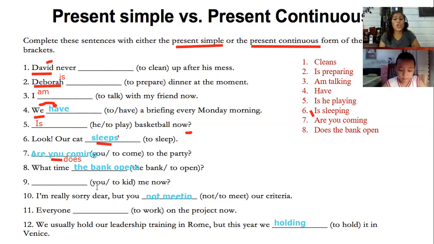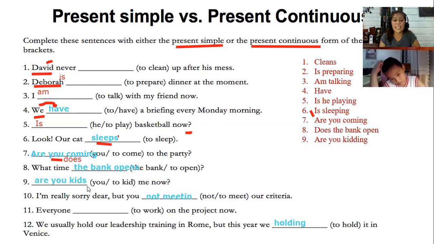Look at here, it's you. What is the pair or what is the match of you? It is S, I, or R? Okay, number 9. Kid. It's not kids.